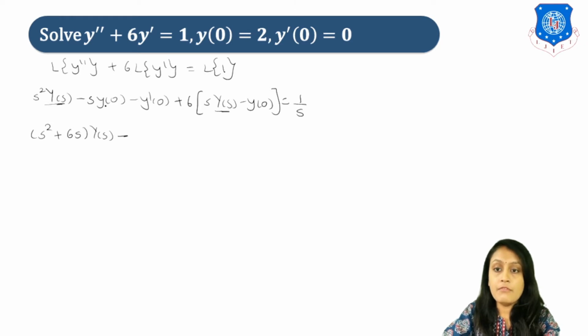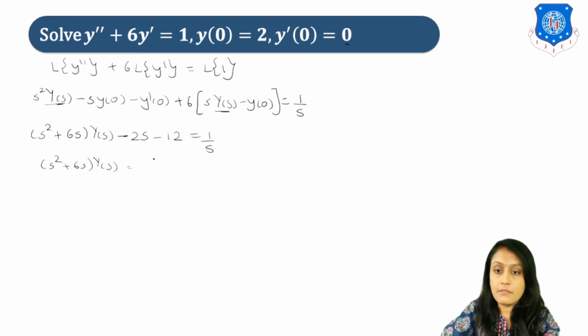Now y(0) is what? 2. So here we'll get minus 2s, and y'(0) is 0, so here we have to substitute 0. And from this also again y(0), that is 2, so 6 into minus 2 will give you minus 12. And this is equal to 1 upon s. Now bring this minus 2s plus 12 over to this side.